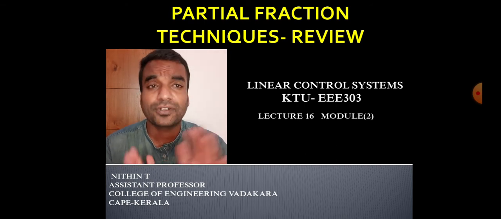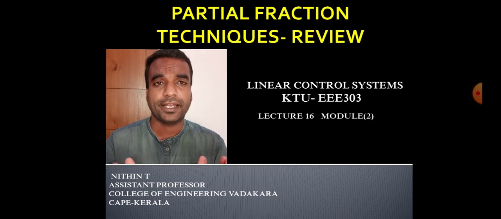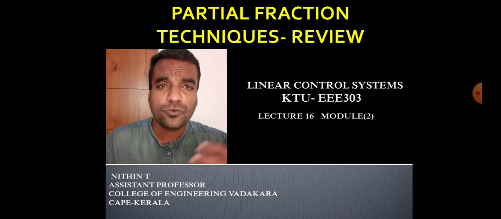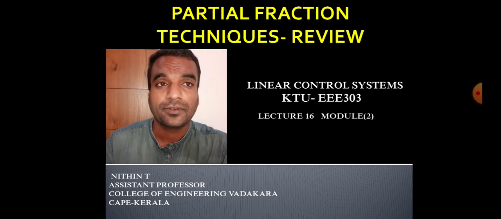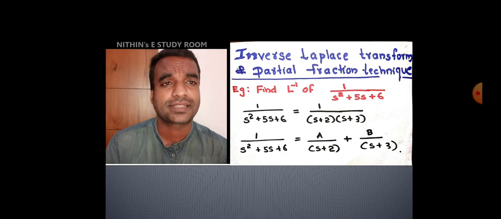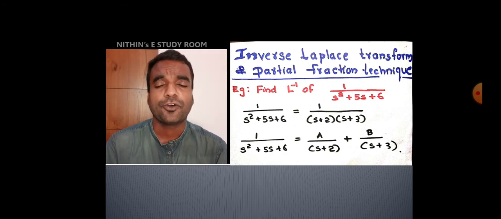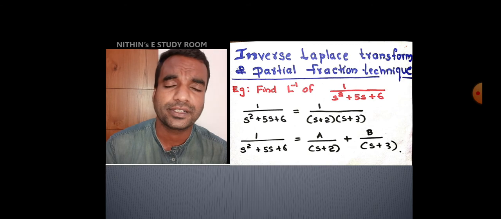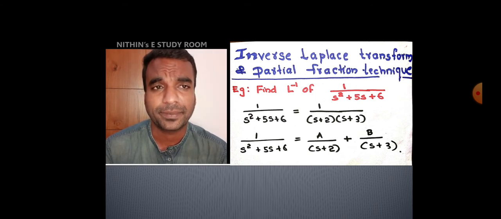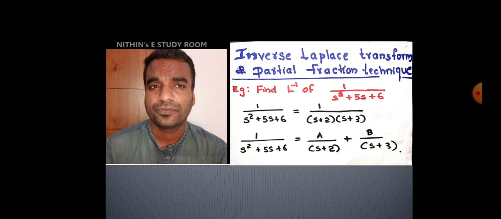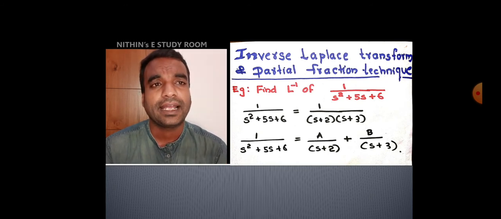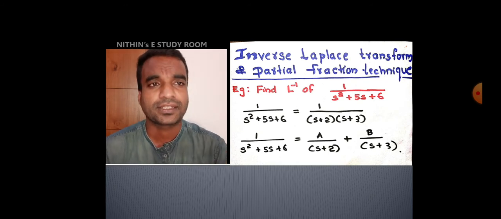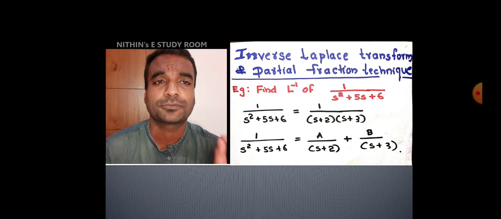Okay, so before that we should have a clear idea about the partial fraction techniques and how we can find inverse Laplace transform using this. I hope everybody knows these things from your first year mathematics classes. Anyhow, we will have a small review, and we have to spend some more time if we are weak in this topic. Find L inverse of the given function, 1 by s square plus 5s plus 6.